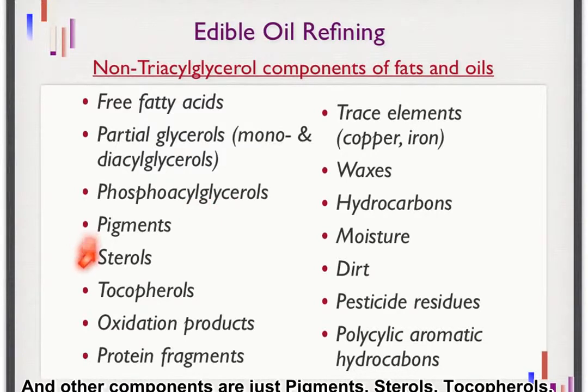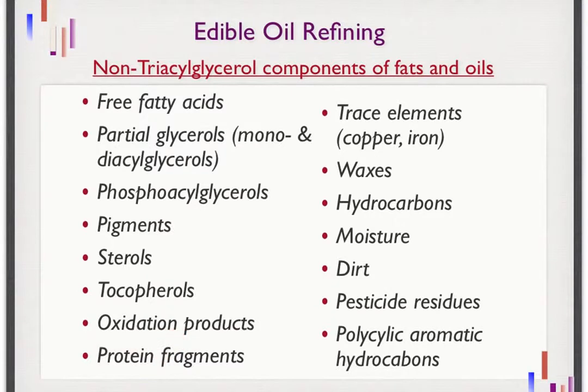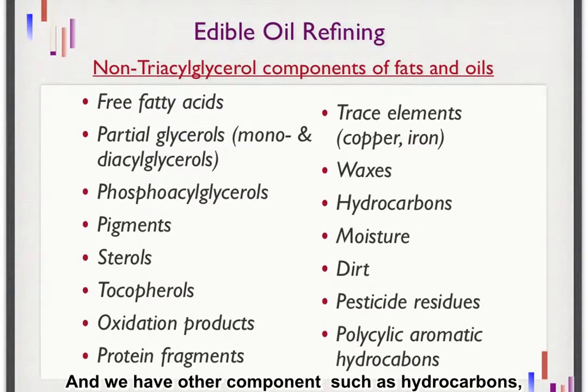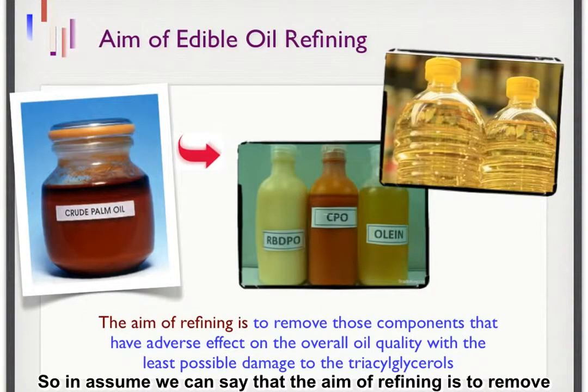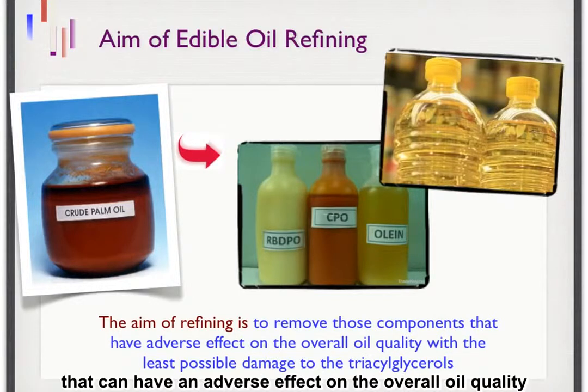And other components such as pigment, sterol, tocopherol, oxidation products, protein, and the trace elements. Trace elements such as copper and iron are actually pro-oxidants, which can promote oxidation in the oil. So we need to remove these to avoid oxidation of the oil. And we have other components such as waxes, hydrocarbons, moisture, dirts, and others. So in essence, we can say that the aim of refining is to remove those components that I mentioned in the previous slides that can have adverse effect on the overall oil quality, with the least possible damage to the triacylglycerol.